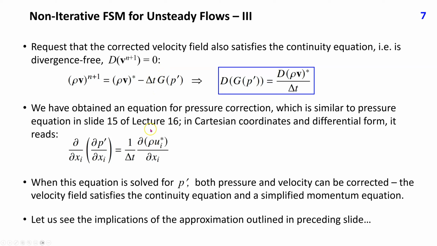In Cartesian coordinates and tensor notation, the above pressure correction equation looks like this. When this equation is solved for P prime, both pressure and velocity can be corrected. The velocity field then satisfies simultaneously the continuity equation and the simplified momentum equation. The implications of the approximation introduced in the momentum equation, as outlined in the preceding slide, are analyzed in the next slide.